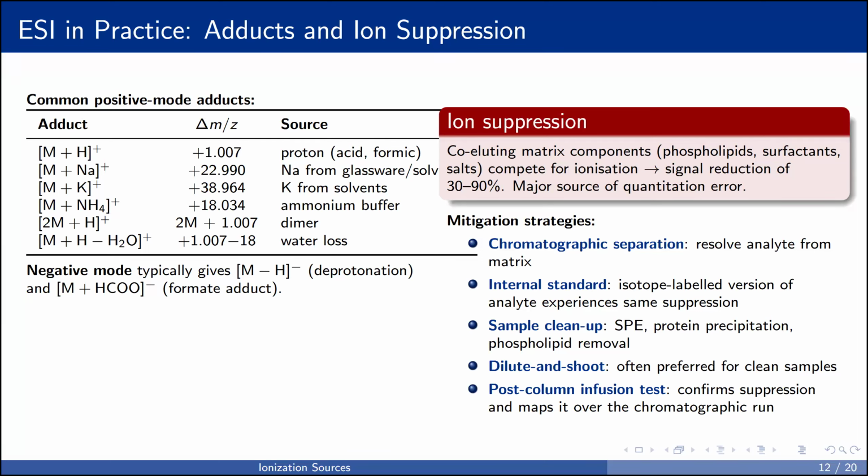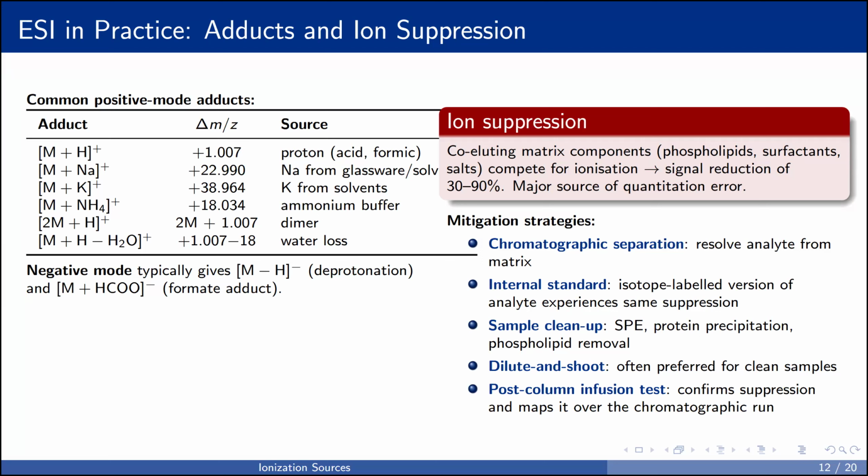Make sure the analyte elutes away from the matrix interferences. 2. Isotope-labeled internal standard. If your IS is essentially the same molecule as your analyte, it experiences the same ion suppression and the ratio stays constant. This is why deuterated internal standards are the gold standard in quantitative LC-MS.